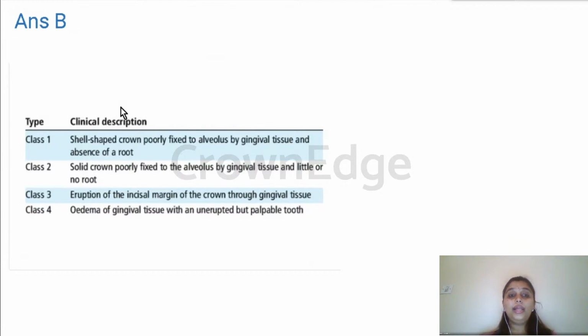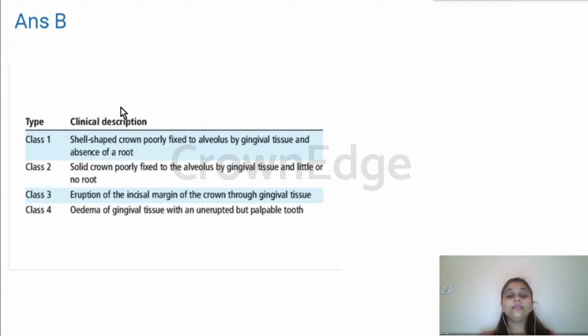Poorly fixed to the alveolus by gingival tissue and absence of a root. So like I said before, these do not, in most cases, resemble your mandibular incisors. They just look like small little bumps and they are very loose. Because they are very loosely attached to the gingival tissue, the chance of a child aspirating it during the suckling process becomes very high.